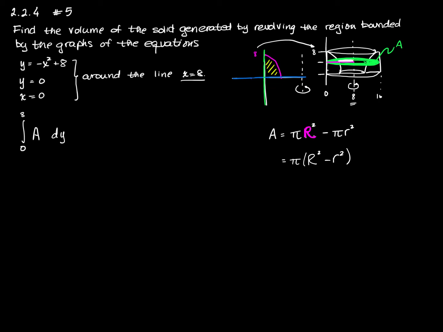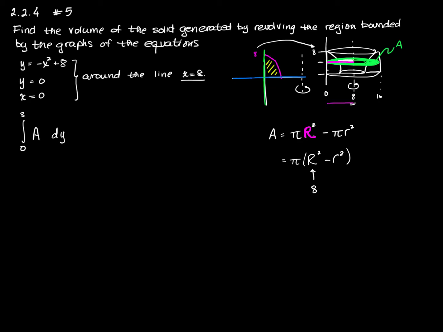All right, so let's talk about that large pink radius first of all. How long is the line segment that goes from the y-axis here, x equals 0, out to the line x equals 8? Well, it's 8. So that's not a difficult thing to figure out, all right? So this capital R here is just going to be 8, and ultimately that will be 8 squared. The little r is a little bit harder, but we can still do it.